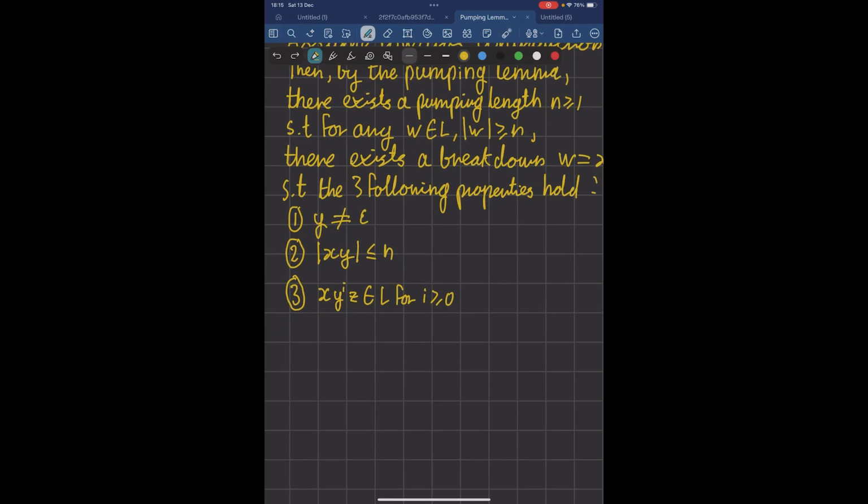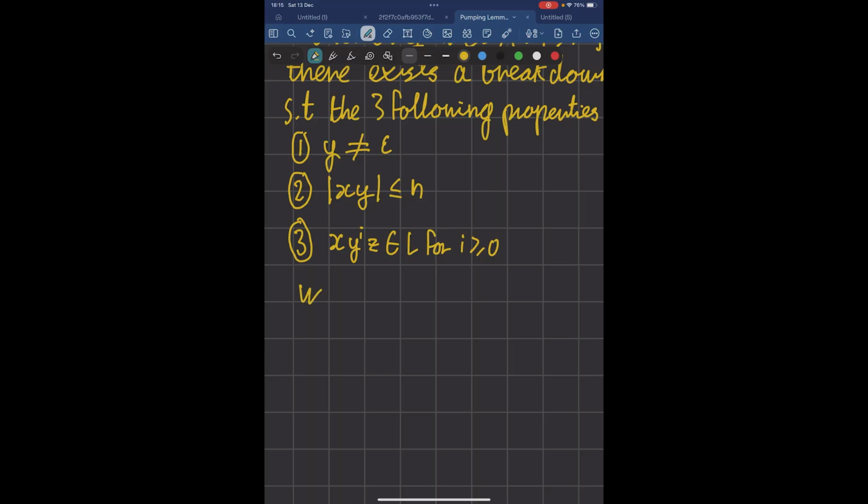So first, let's go over a string that might not be very wise to choose. As mentioned before, we can usually use the second property to constrain the amount of characters that x and y can possibly contain.